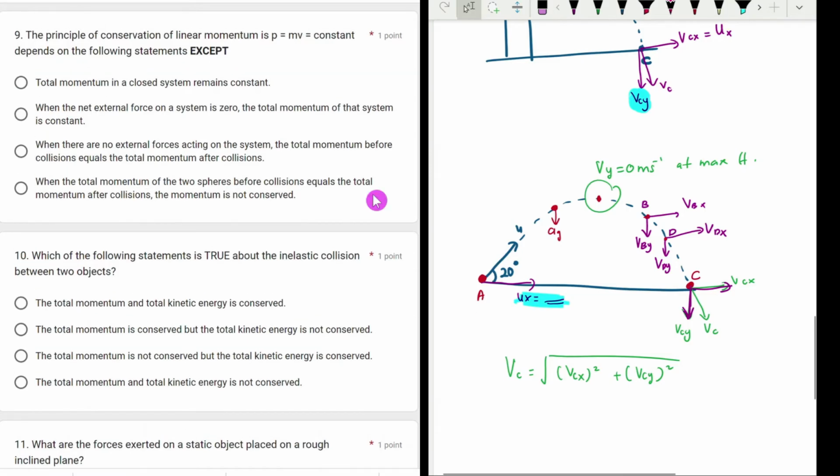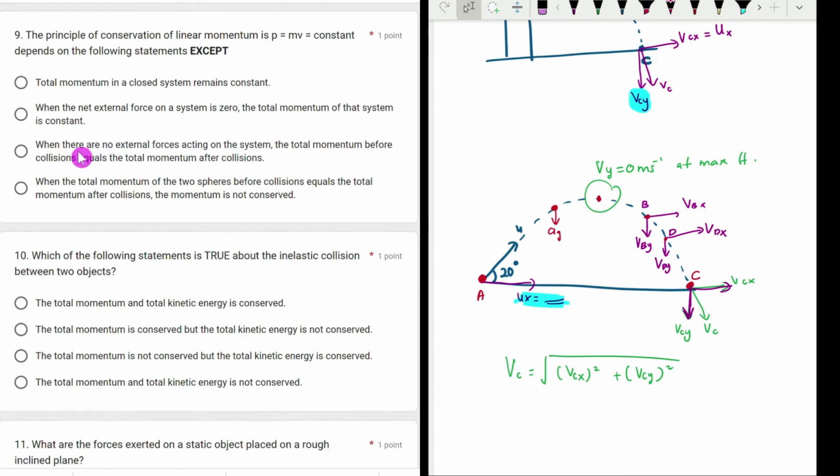And then question number 9. Alright, the principle of conservation of linear momentum, P equals mv equals constant, depends on the following statements except. Okay, the first one: total momentum in a closed system remains constant. Betul. When the net external force on a system is 0, means that in a closed system, no external force, the total momentum of that system is constant. Pun betul juga.